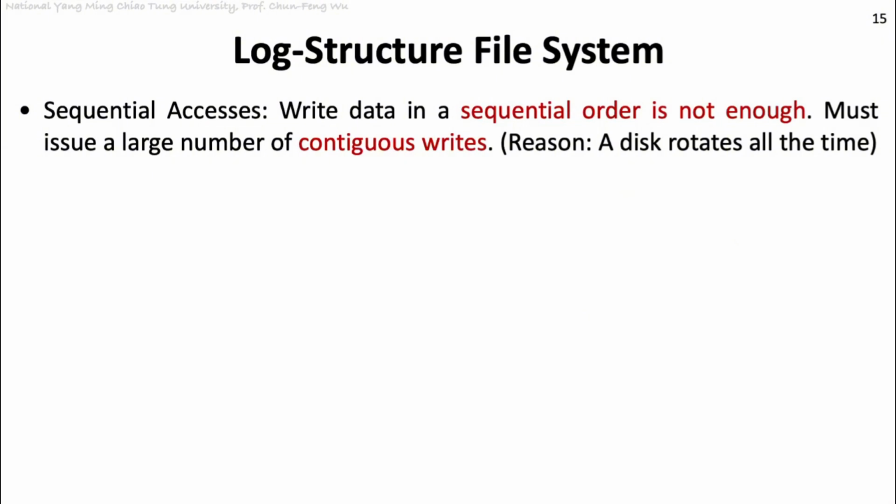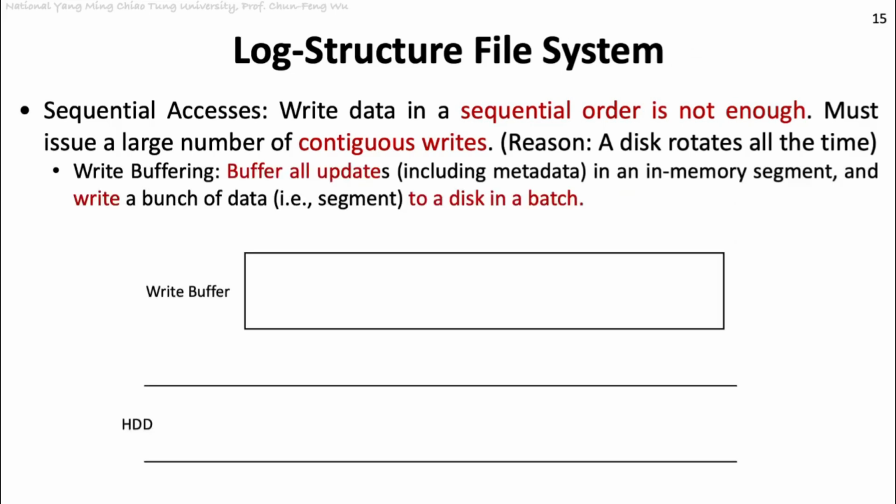One of the possible ways, I'm not going to say the better way, is to issue a large number of contiguous writes. That means we need to maintain a write buffer. Usually you partition part of the DRAM for this kind of write buffer. We first buffer the updates in the DRAM, and then write in a batch to the hard disk drive at the same time. In this manner, we can make sure the data are continuous on the hard disk drive.